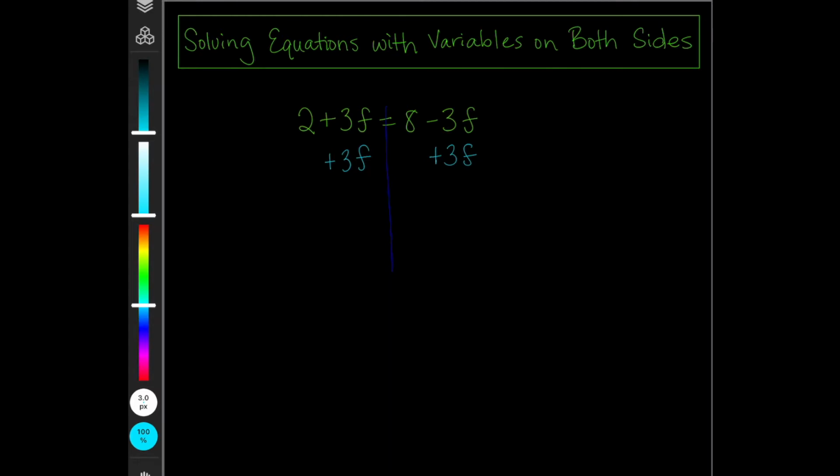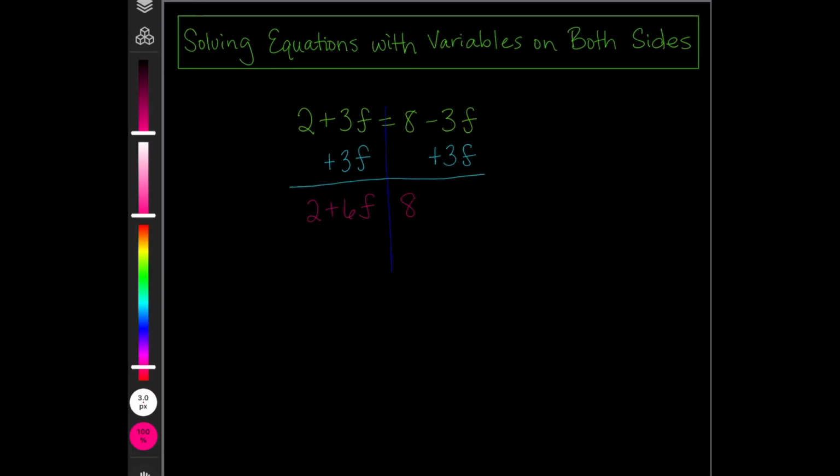Now I can complete the operations. On the left side, we now have 2 plus 6f, and on the right side, we just have 8 because our 3f's canceled out. Next, I want to get rid of the 2 because remember, we are trying to isolate the variable. To get rid of the 2, we must subtract 2 from each side because, remember, we need to do the opposite or the inverse operation. After subtracting 2 from both sides, we get 6f on the left side and 6 on the right side.